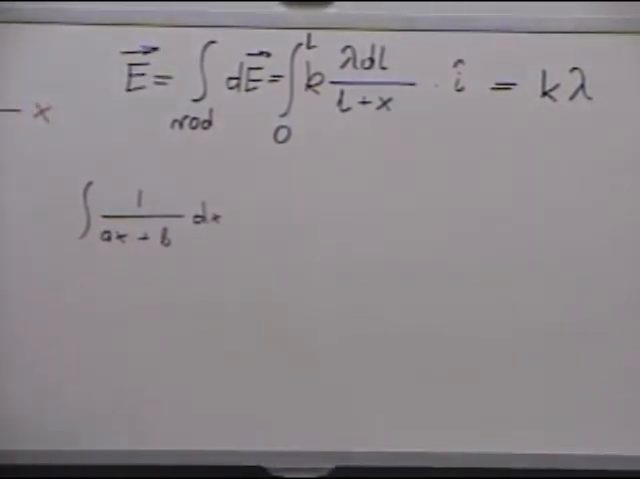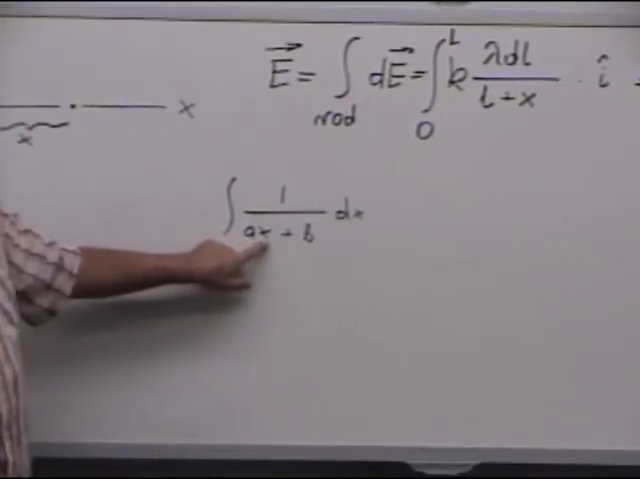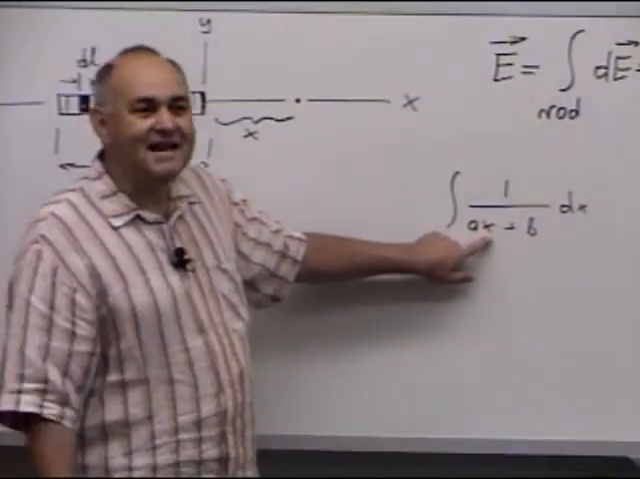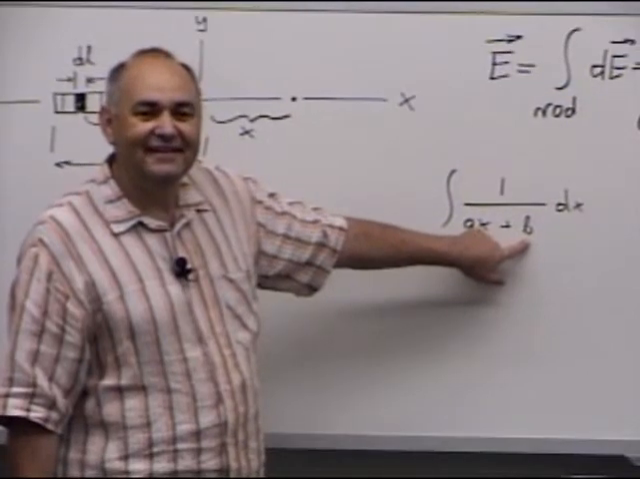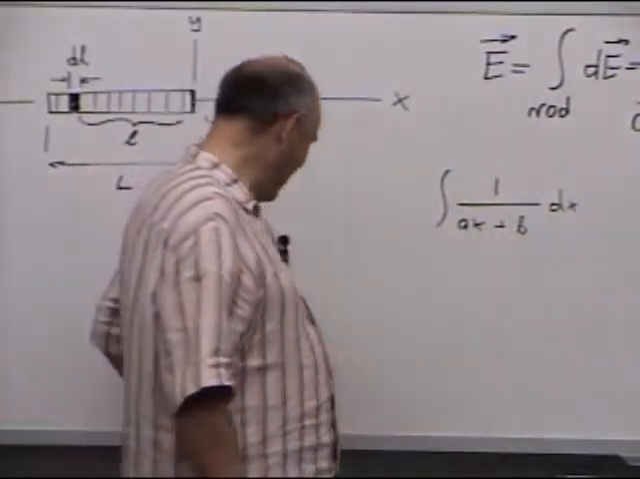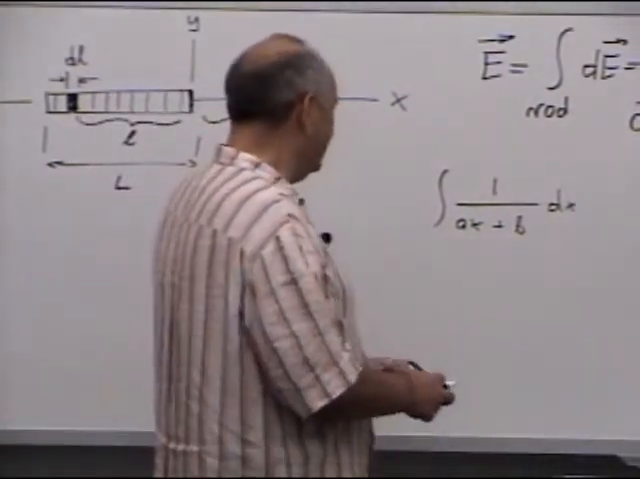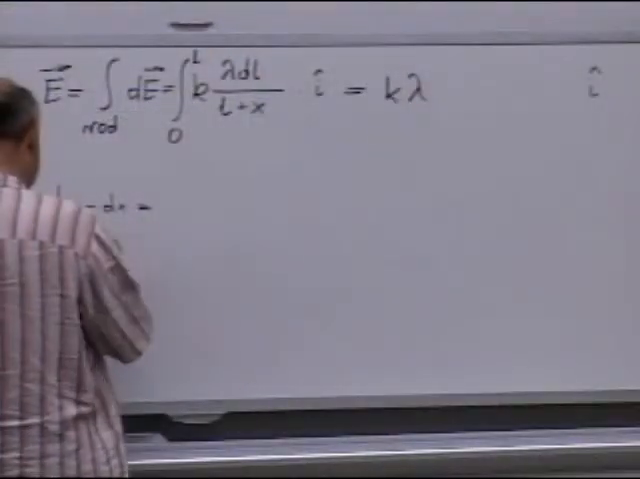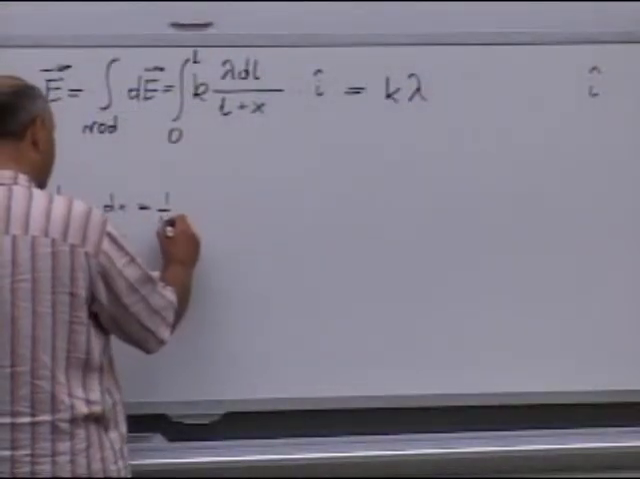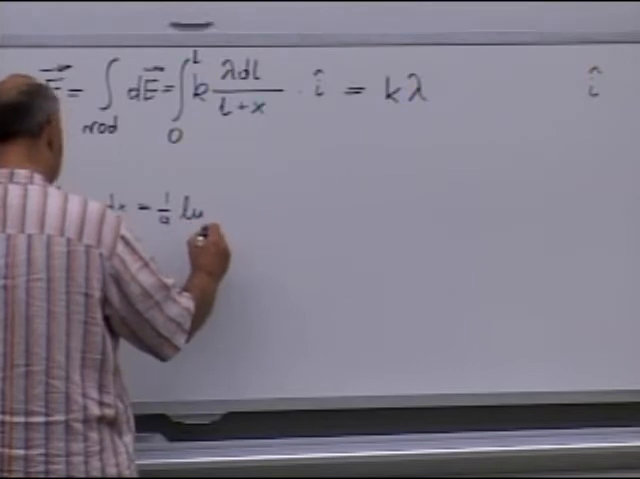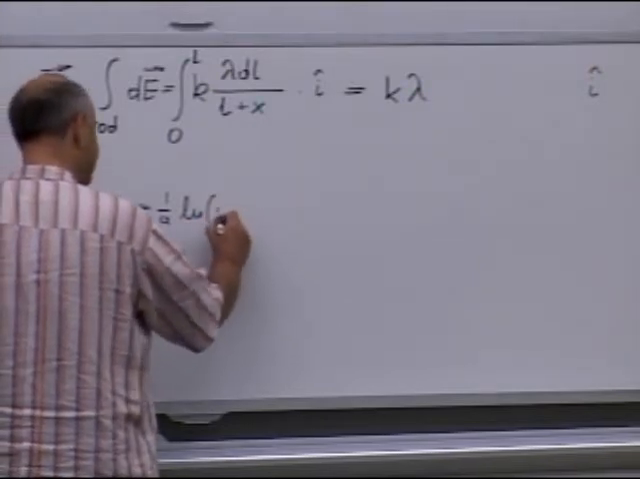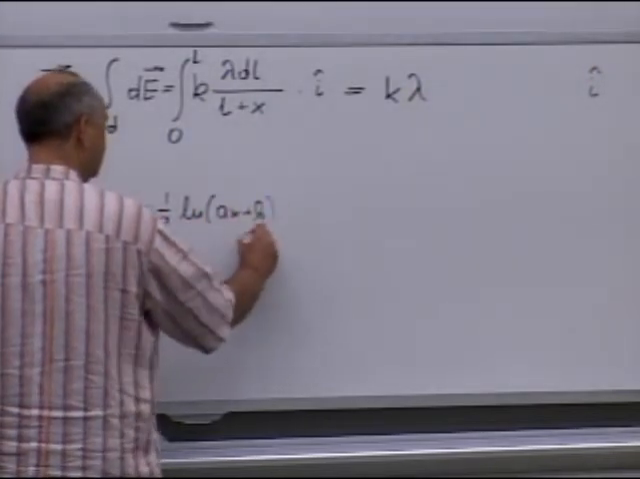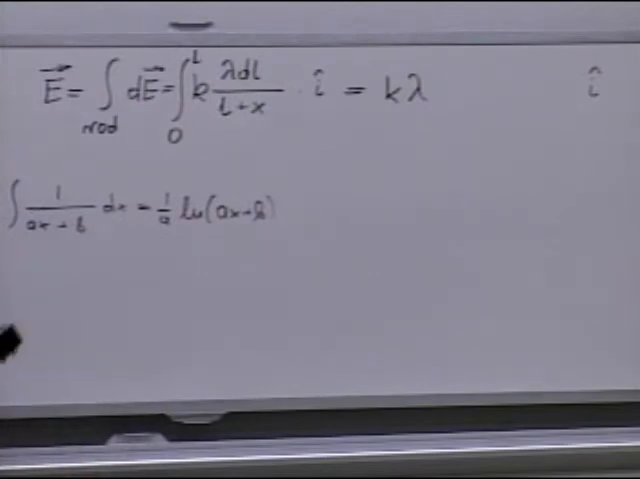So if you choose, and in our case, what is the value of a? 1. L, x, I already said. L, right. B, x, correct. All right. So I think that this integral will be 1 over a logarithm of ax plus b. I think so.